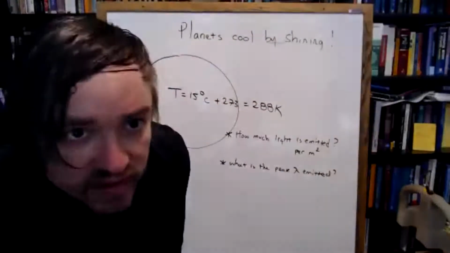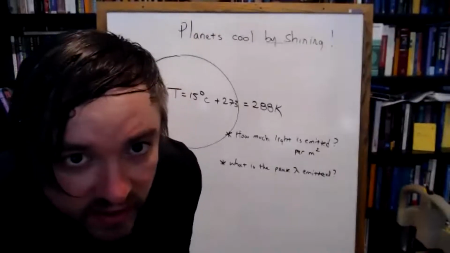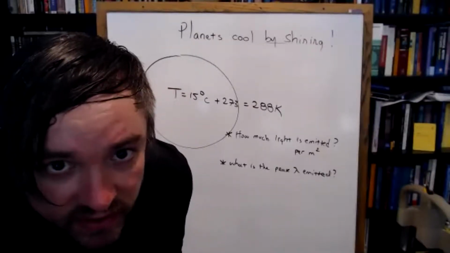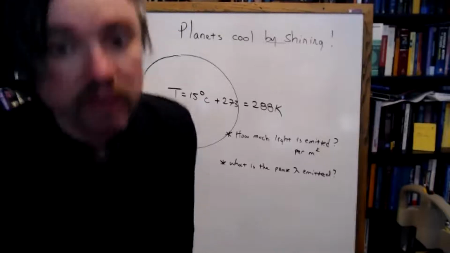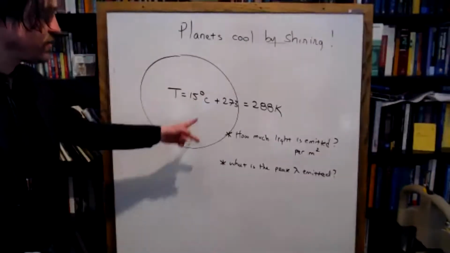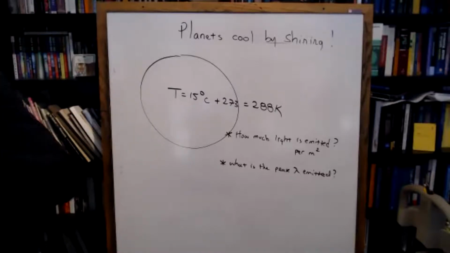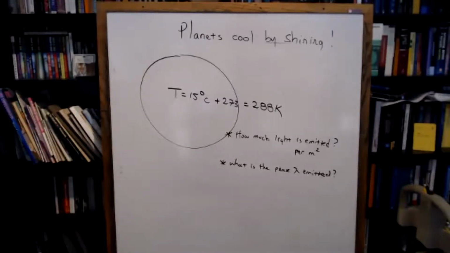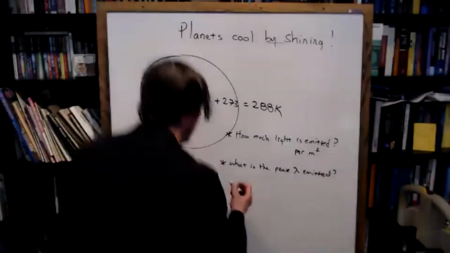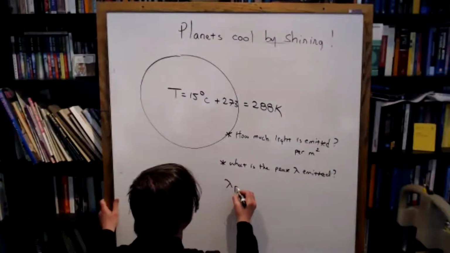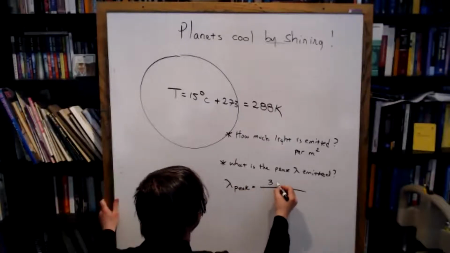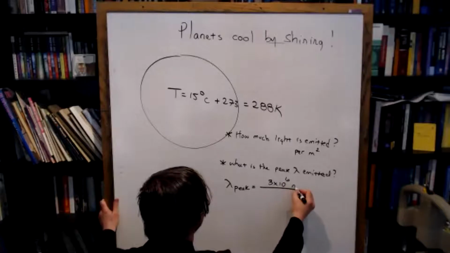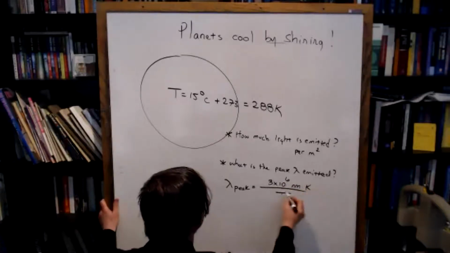Well, you guys are even slower on the draw than me today. No one knows how to answer these questions? Wien's law is one of them. Yeah, which question does Wien's law answer? Second one, right? And that's our peak wavelength is 3 million nanometers times kelvins divided by the temperature.